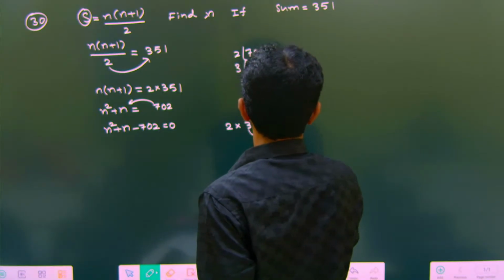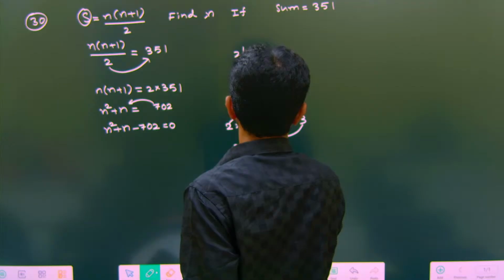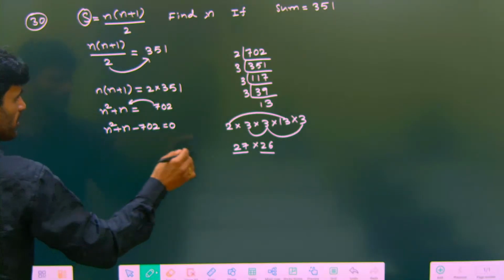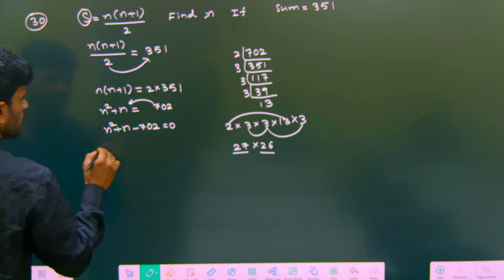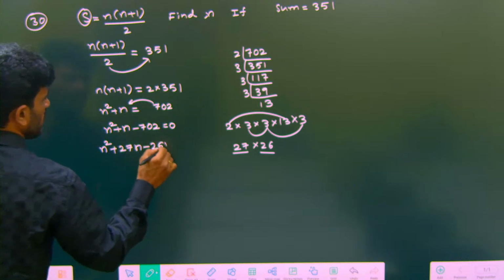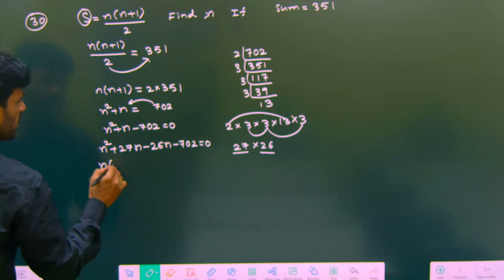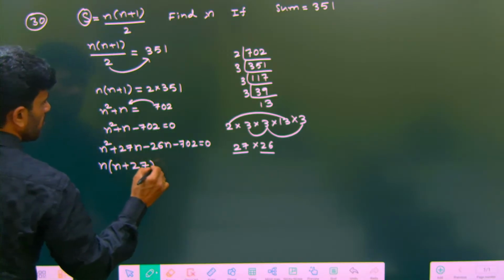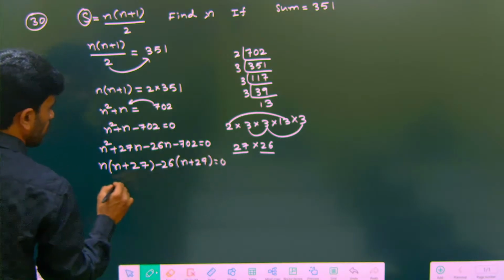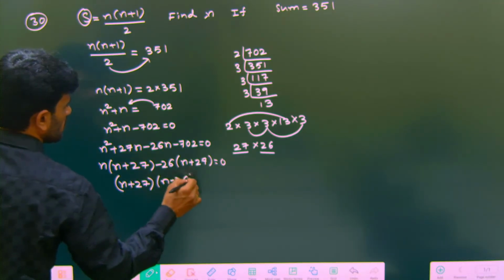Like this 3 into 3 into 3, 27, and 2 into 30, 26. So 27 is one factor, 26 is one factor, so we should take plus 27 and minus 26. We can write n square plus 27 minus 26 n minus 7 of 2 is equal to 0. So you can take any common here, n plus 27 minus 26 common again, n plus 27 is equal to 0. So we can have n plus 27 into n minus 26 equal to 0.